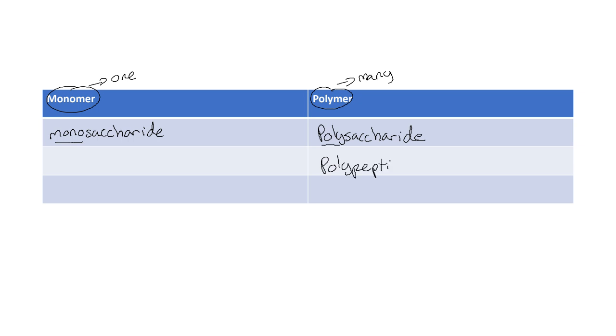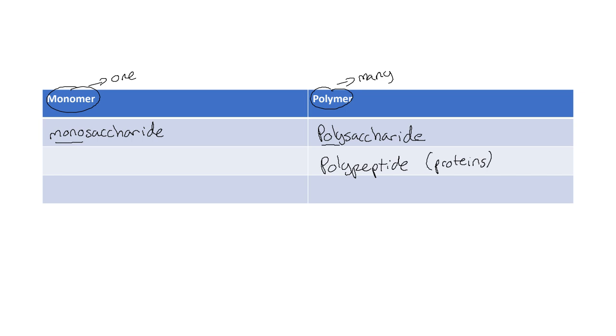Another polymer is going to be a polypeptide, which make proteins. You use polypeptides to make protein. Sometimes there's just one polypeptide floating around for a protein. Sometimes you need more than one polypeptide to make a protein. So just keep it as polypeptide.